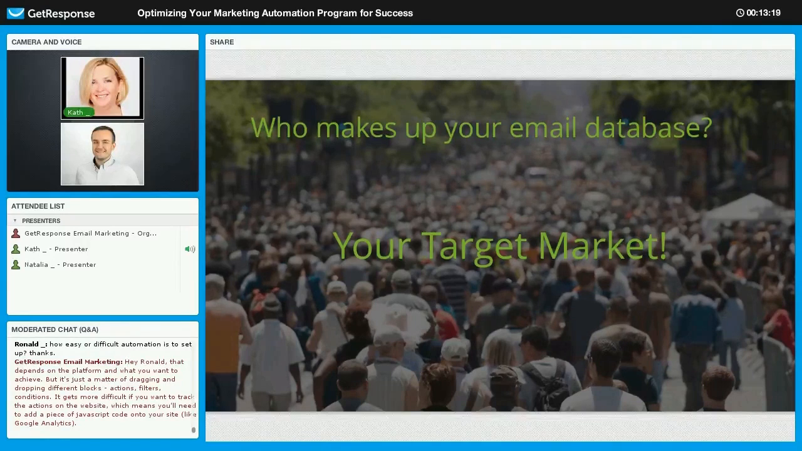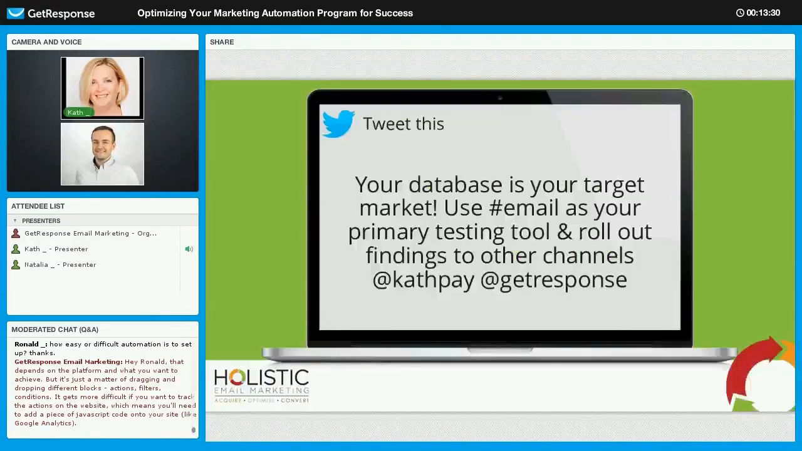And we use our database via the valuable push channel to find out what resonates with them. Then we can start to roll out those results across other channels. I'm going to talk a little bit more about this, but I've packaged this up nice and quickly for you if you wanted to do any tweeting. Your database is your target market. Use email as your primary testing tool and roll out findings to other channels.